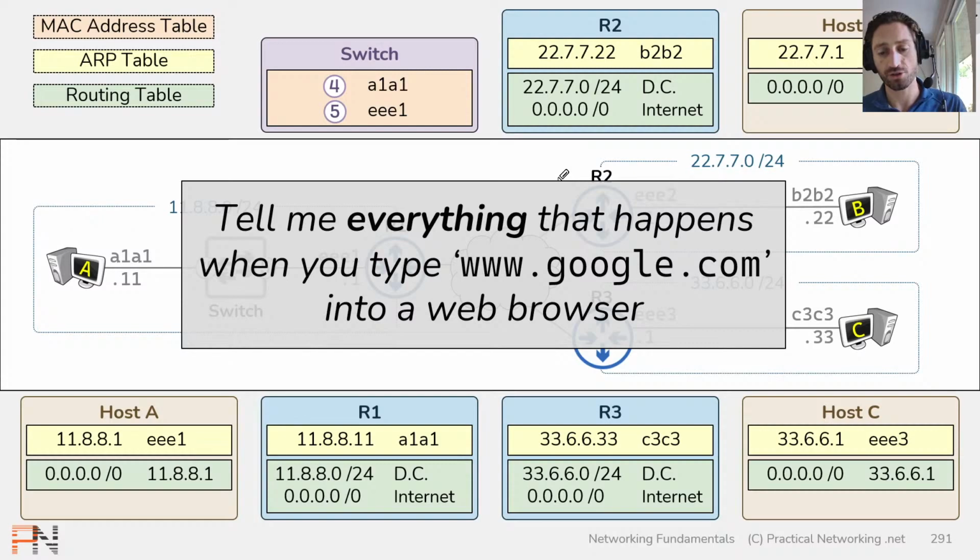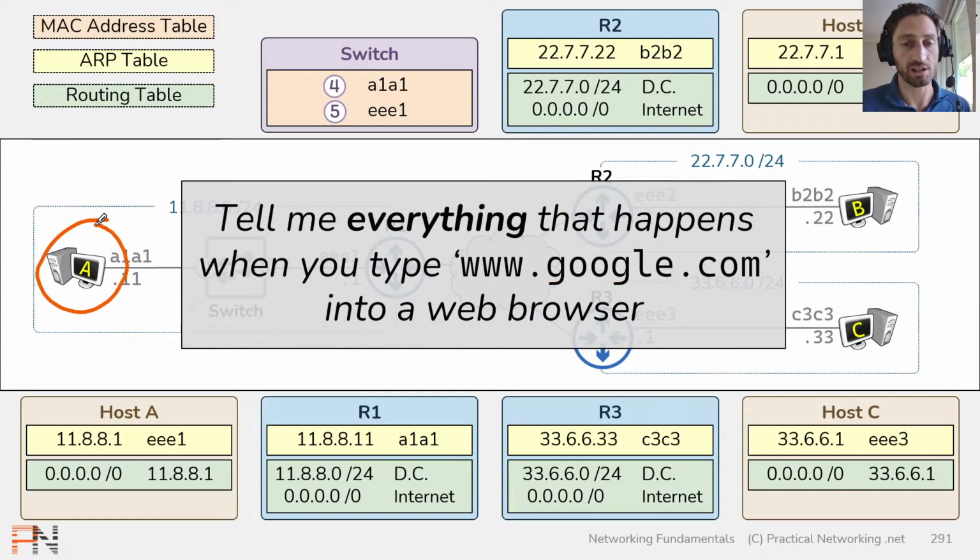Well, essentially there's two parts to it. Remember that host-to-host communication needs to be from an IP address to another IP address. If all you do is type www.google.com, you're not providing an IP address. You're providing a domain name. So the first thing your computer has to do is send a DNS request to a DNS server in order to translate the domain name into an IP address.